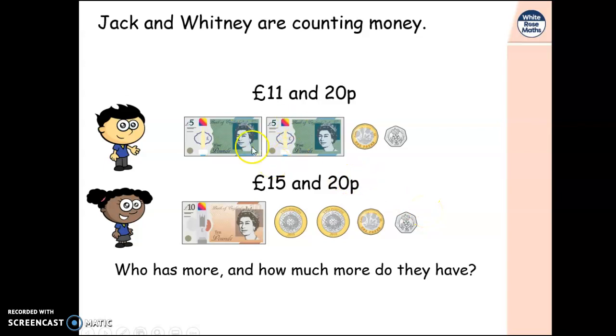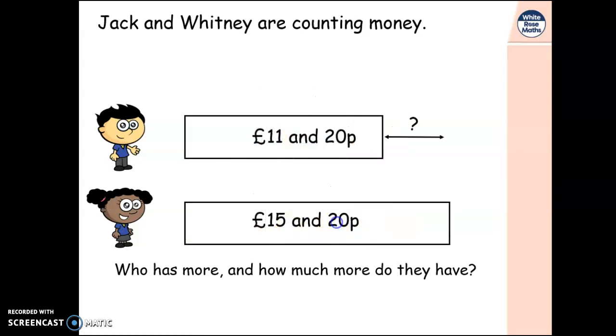Okay. If we were to match up the money, 5 and 5 equals 10, so that would cancel each other out. The 1 and 1 would cancel each other out. The 20 and the 20 would cancel each other out. So the only thing that's left are these two £2. 2 plus 2 equals 4.